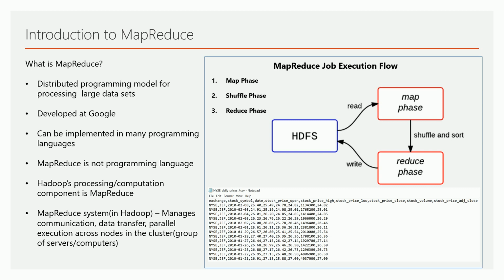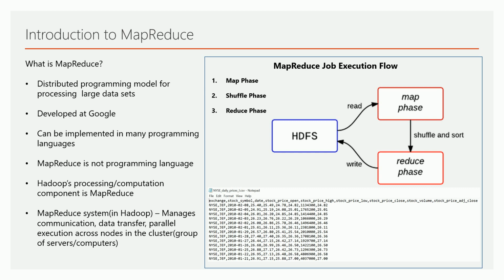The MapReduce framework is developed using Java, so generally people write MapReduce jobs in Java, but you have the flexibility to write in Python or any other language. MapReduce is not a programming language; it's a programming model for doing distributed computing or parallel computation. It's a computation framework in the Apache Hadoop ecosystem. The MapReduce system manages the communication, data transfer, and parallel execution across the nodes in the cluster. A cluster is nothing but a group of computers or servers.